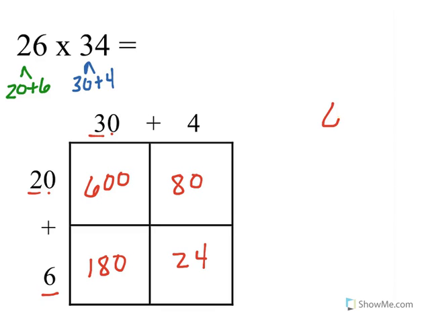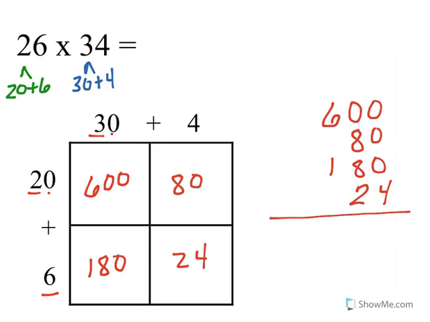Again, I've got to line up my digits when I'm adding my partial products. I like to go in order from the top row left to right and then the bottom row left to right, just because as I get bigger numbers that I'm multiplying, I'll end up with more boxes and it can get confusing. 0 plus 0 plus 0 plus 4 is 4.